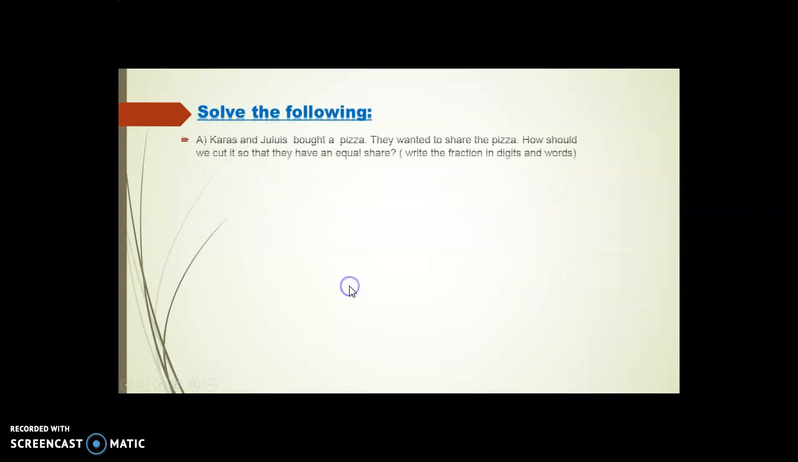Solve the following. Karas and Julius bought a pizza. They wanted to share the pizza. How should we cut it so they have an equal share? Write the fraction in digits and words. He will cut the pizza into 2 equal parts. Why 2? Because Karas and Julius are going to eat from this pizza. So each one will take half a pizza.